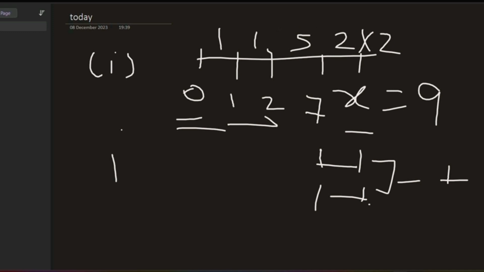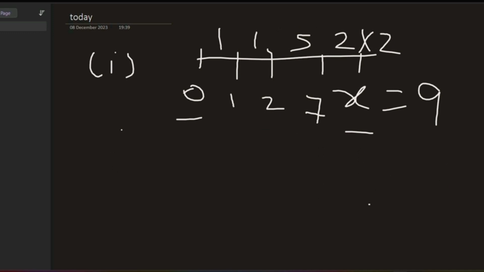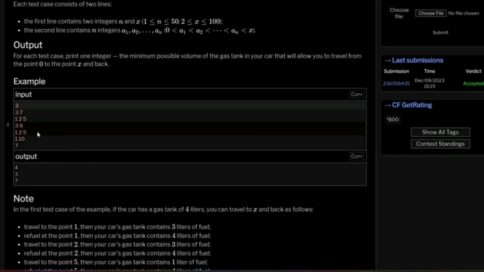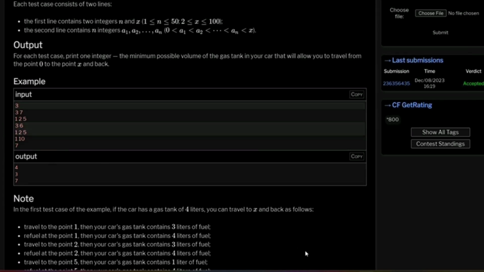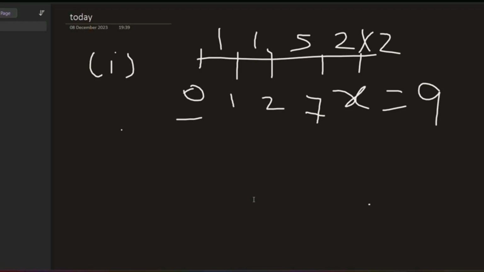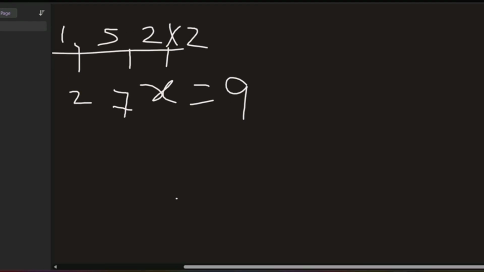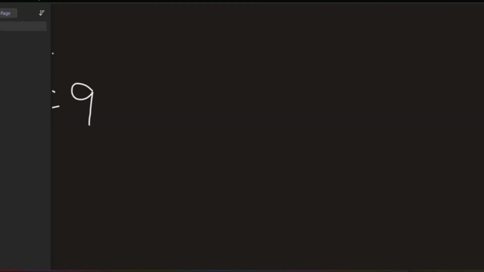This is how the question is framed. Okay, let me erase all this. So let me first of all take another example. Let's say this is the example where we have x equal to 6 and we have 3 gas stations in between. So if I take this example again, let me take the example here.